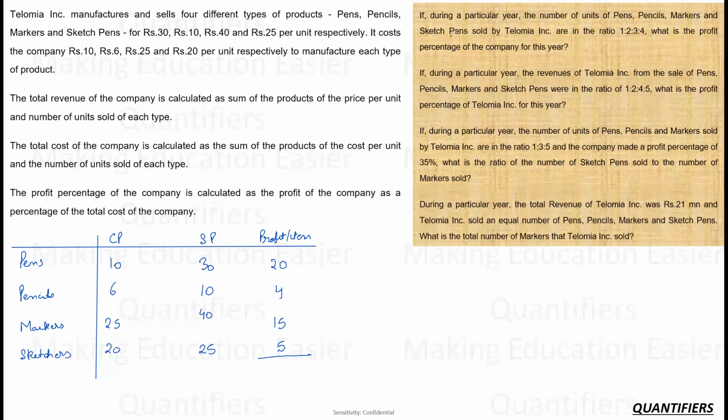Let's read the first question. If during a particular year, the number of units of pens, pencils, markers, and sketchers sold are 1, 2, 3, 4. So one pen is sold, two pencils are sold, three markers are sold, and four sketchers are sold. So the total profit that I'm getting here is 1 into 20, 20. 2 into 4, 8. 3 into 15, 45. 4 into 5, 20. So when I'm doing this, I'm avoiding two calculations.